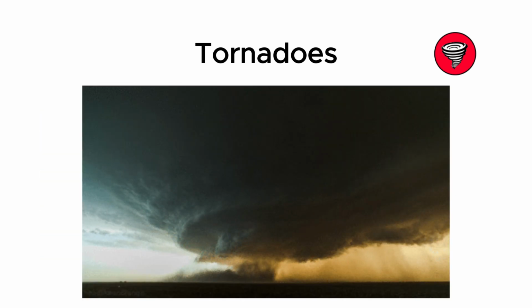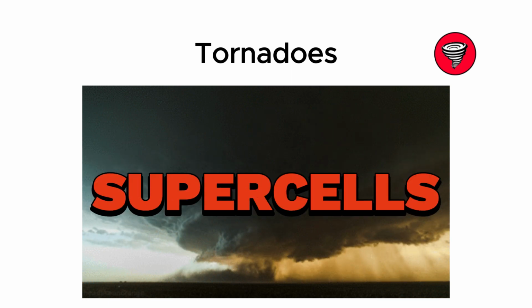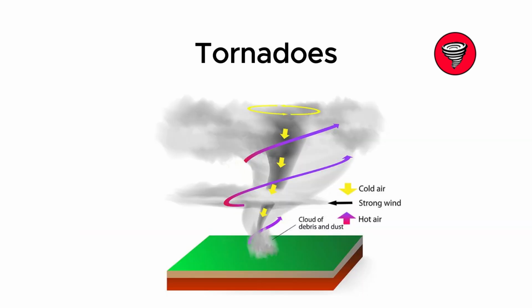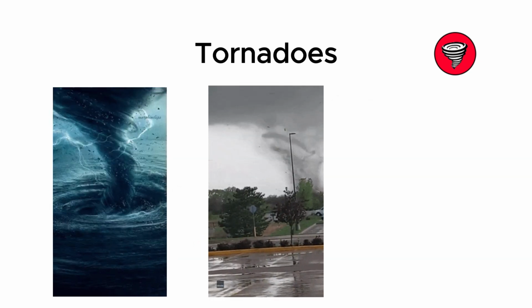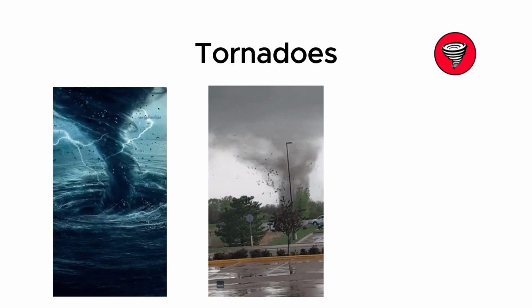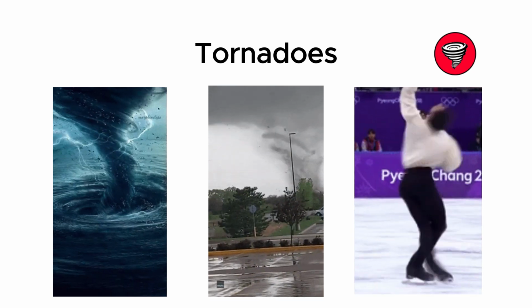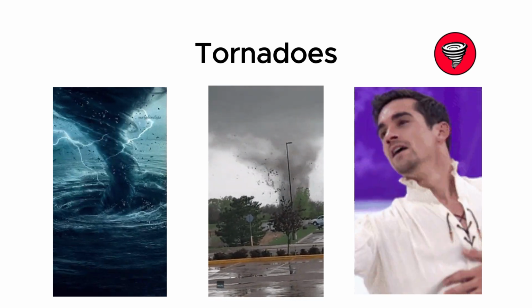Tornadoes form during big thunderstorms, especially the kind called supercells, which have a lot of spinning energy in them. Warm, moist air near the ground rises quickly and meets the cooler air above. If conditions are just right, this meeting can cause the air to start spinning in a circle. As the air keeps rising, the spin gets tighter and faster, just like when a figure skater pulls their arms in to spin faster, creating a tornado.